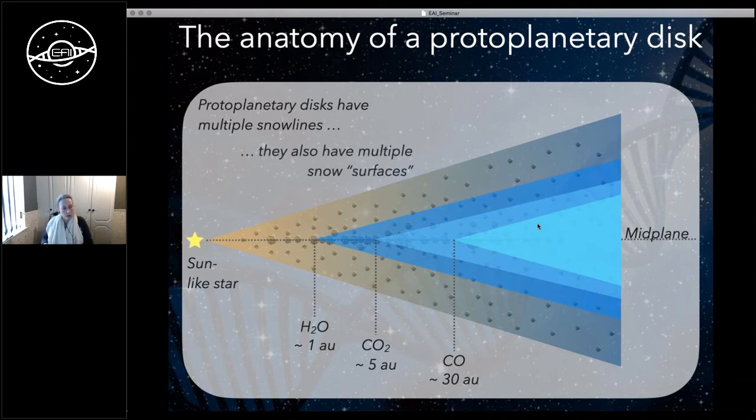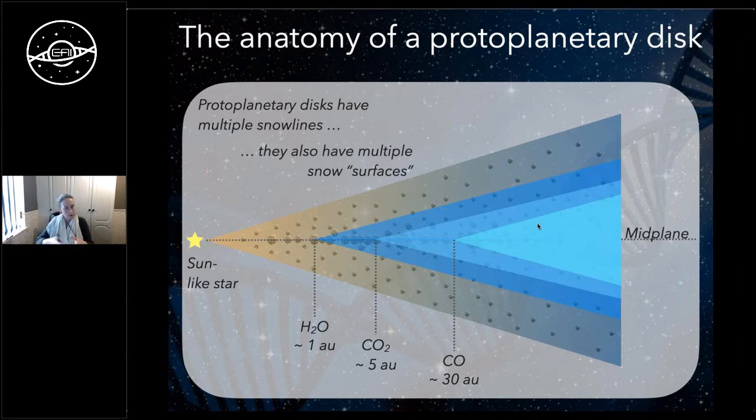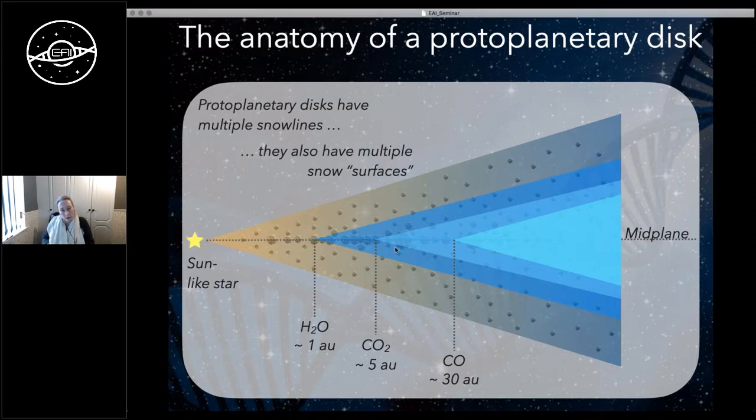So you can see here in this cartoon, we can't only think of disks as having a radial structure. They also have a vertical structure in the ices and in the gas as well. So it's not just the locations of these snow lines that are important. As I'll come on to describe, when we're looking at molecular emission from disks, it's really these upper disk regions that we're probing. And then we also have these multiple snow surfaces that are also set by the relative volatility of molecules.